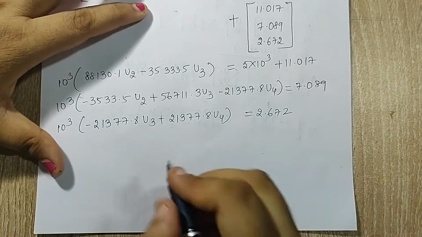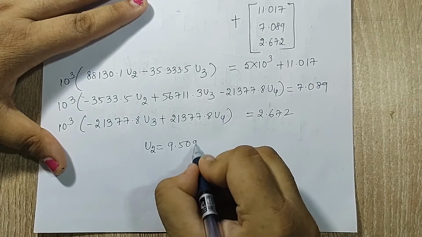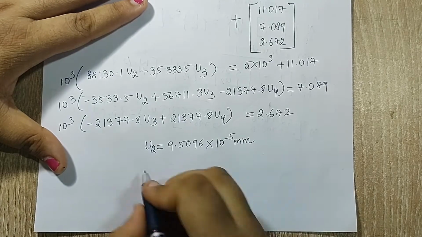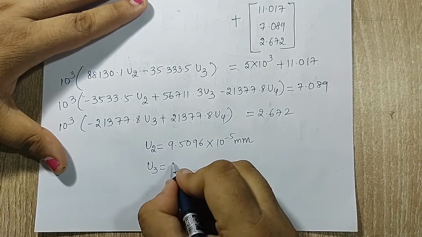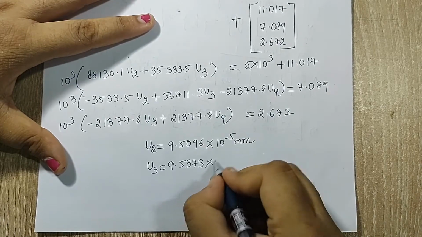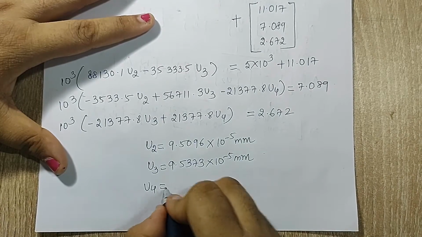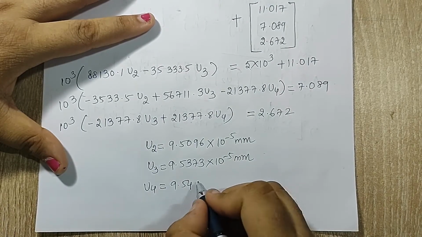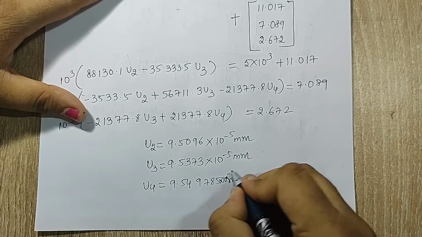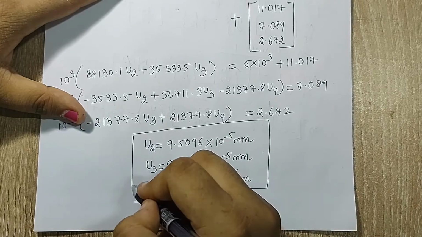When I solve these three equations, I get the value of u2 as 9.5096 into 10 raised to minus 5 mm, u3 as 9.5373 into 10 raised to minus 5 mm, and u4 as 9.549785 mm. Here there is a 10 raised to minus 5. So these are the values that I obtained.